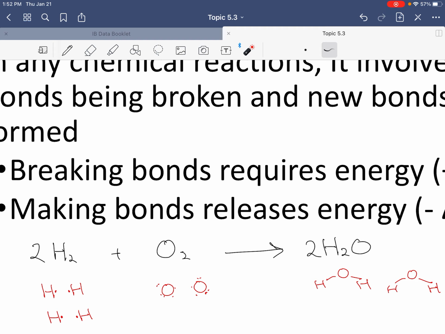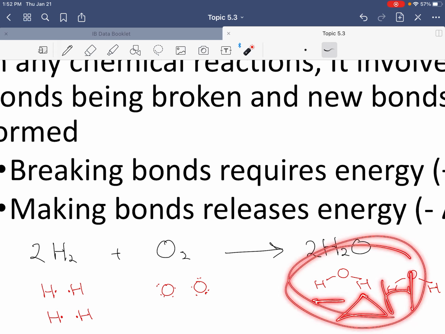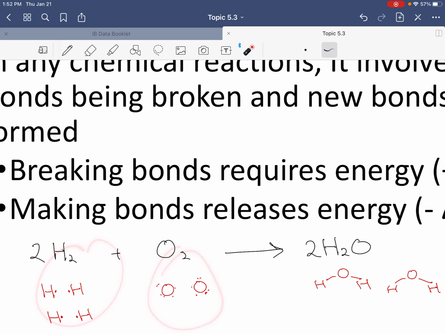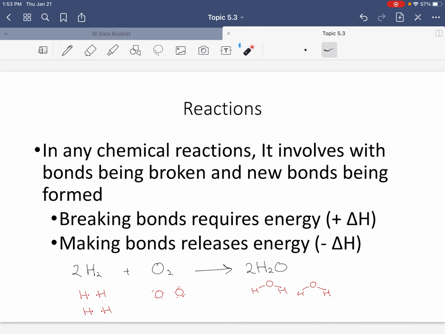So here's your investment, breaking the bonds. And here's your reward, making those bonds. If these are stable, they will have a large negative delta H. Hopefully, this delta H is bigger than these combined, so you get an exo. If not, you get an endo. No problem, just different types of reaction. The reaction will be cold, whereas the other one will be hot. That's the idea here with bond enthalpy. Bond enthalpy is exactly that.